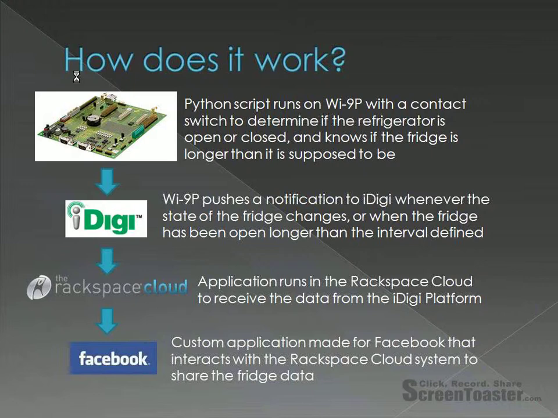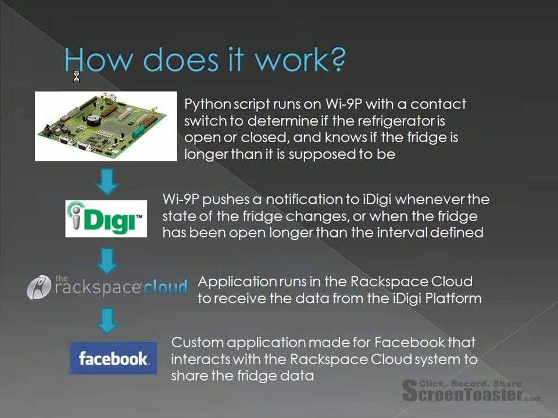So now we'll talk about how it works. At the base we have a Digi Y9P gateway. It's running Python, and we have a context switch that we use to determine whether the fridge is open or closed. The Python script will check the status of this context switch to see if the fridge is open or closed, and then it'll also watch to see if the fridge is open longer than the predetermined interval.